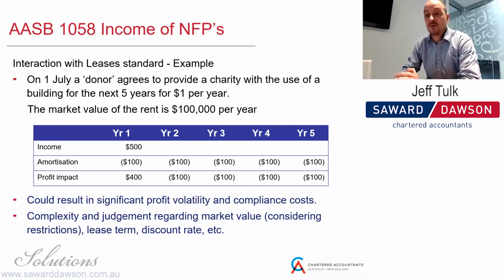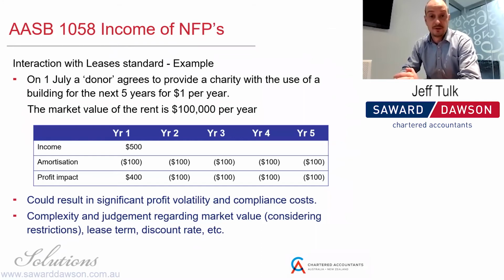This means I record income in year 1 of $500,000. I'm assuming this was at the start of the year, and so my amortization would be spread over the 5 years, at $100,000 per year. And so in year 1 on this table, you can see that I have income of $500,000 and amortization expense of $100,000. Therefore, my profit for the year will be increased by $400,000 in year 1. However, in years 2 to 5, I've recorded all my income up front, but I still have the amortization of that asset to account for. And therefore, I'm going to record a $100,000 expense every year and have that same profit impact. So the impact of this is significant profit volatility and compliance costs in calculating these amounts.